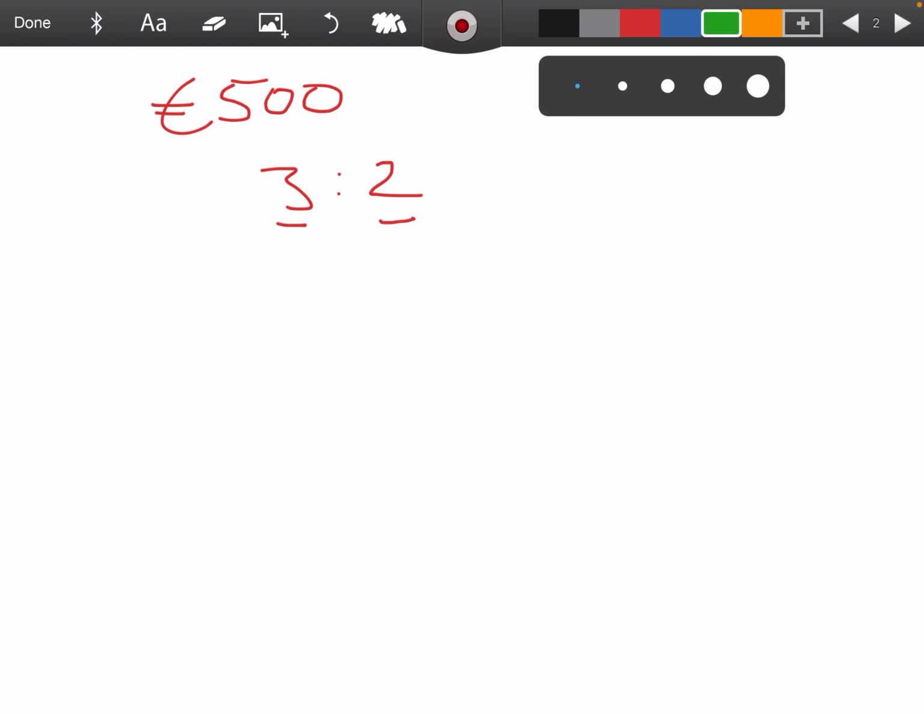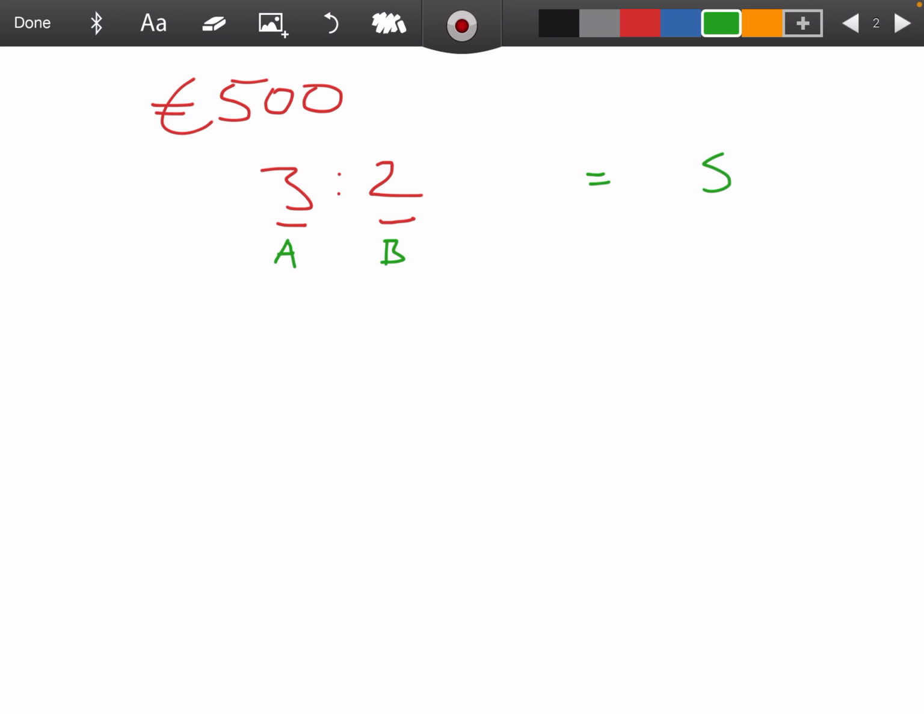So again, you can put them in terms of person A or B if you want to. Person A is getting 3 parts, person B is getting 2 parts. So how many parts are there overall? First and foremost, there are 5 parts or 5 shares, whatever we want to say, of the prize. I want to know what 1 part or 1 share is worth.